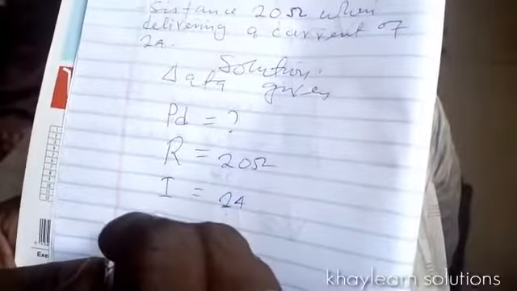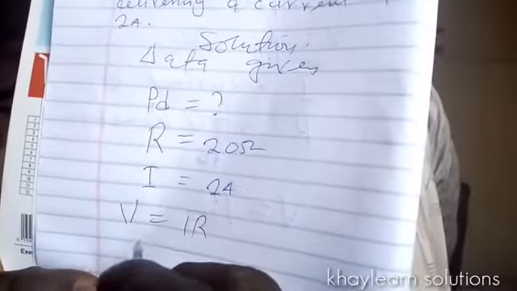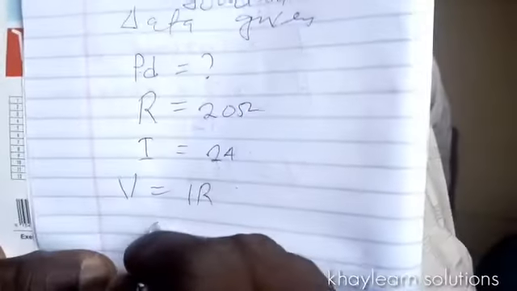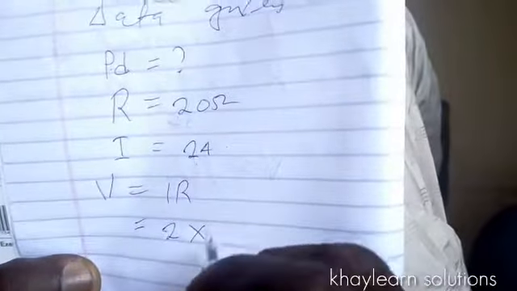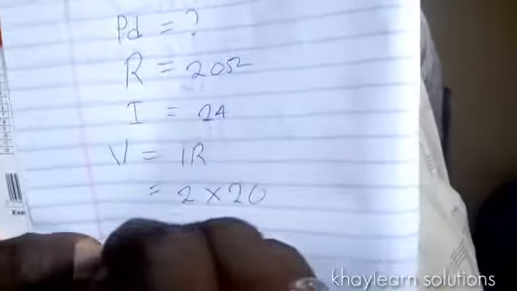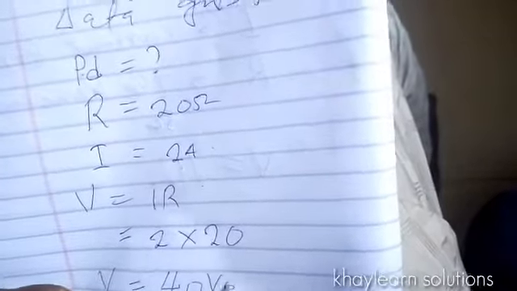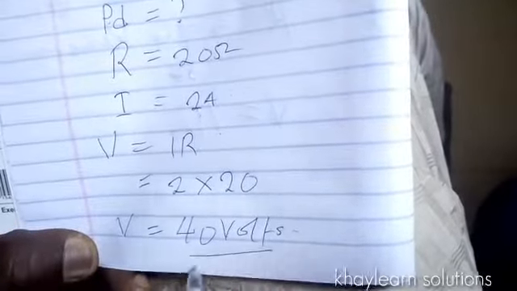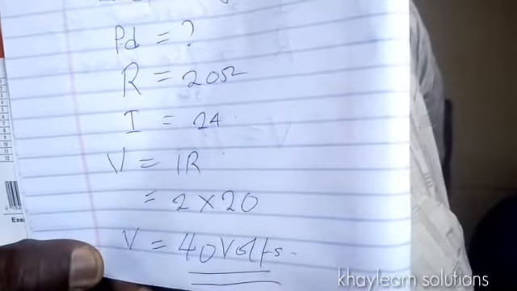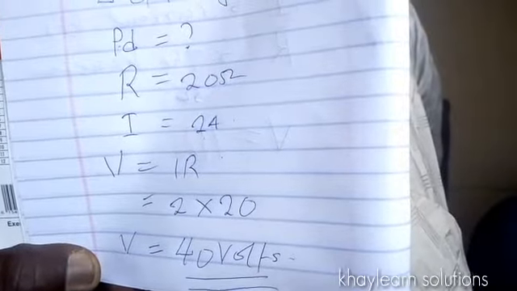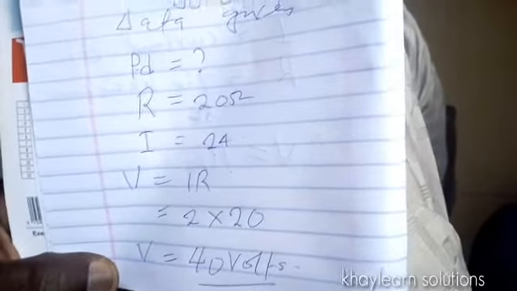Now automatically our potential difference is V equals IR. So using this, you can get your potential difference by substituting I with 2 ampere times R, which is 20. Now potential difference will be equal to 2 times 20, which is 40 volts. So this is how somebody can use this formula to calculate the potential difference across a metallic conductor. You shouldn't be surprised when sometimes it's not the potential difference that will be asked.